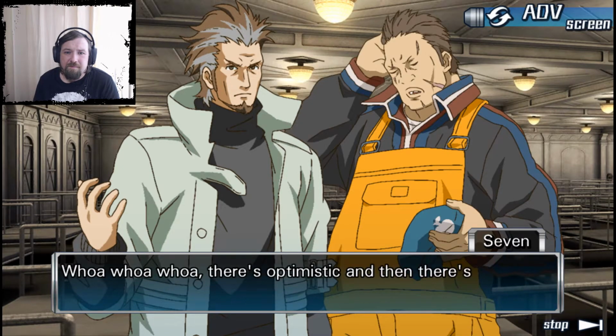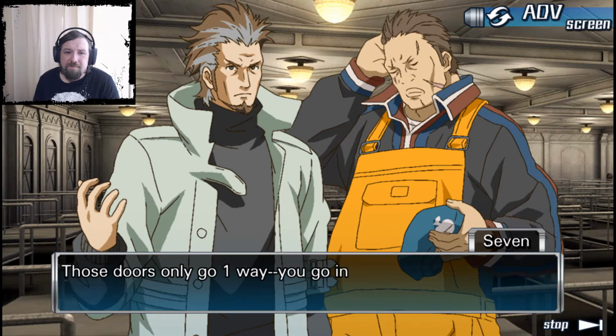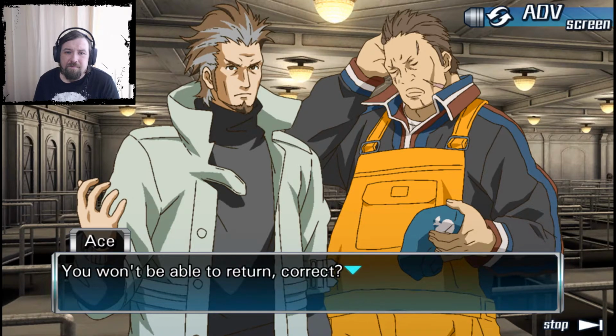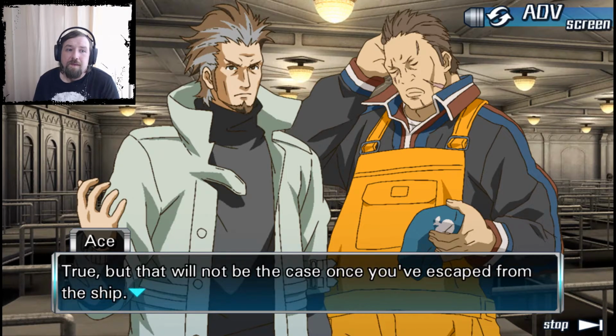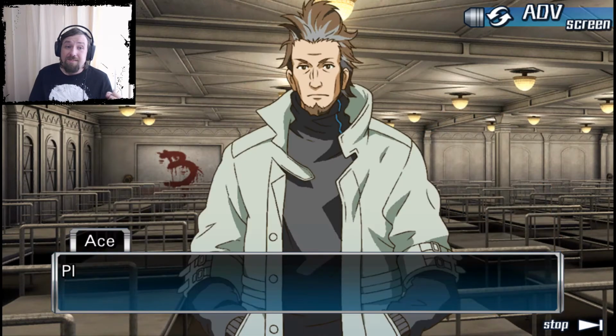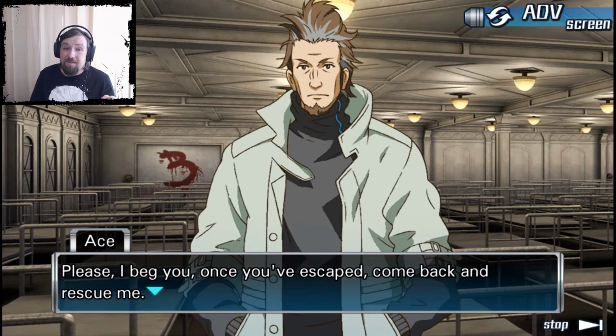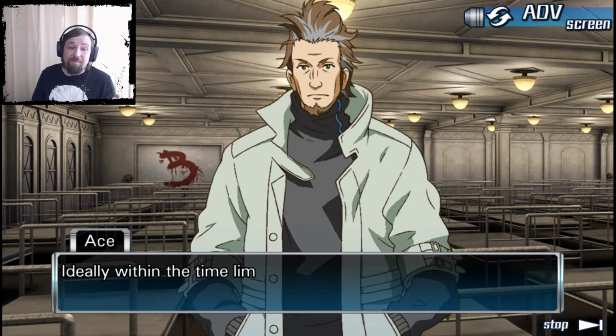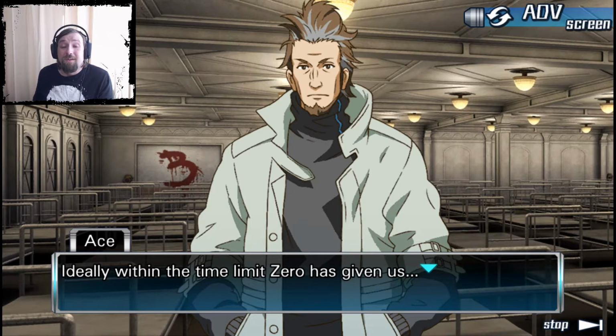Whoa. There's optimistic, and then there's just nuts. Those doors only go one way. You go in, you don't come out. If we go through them, you won't be able to return, correct? Yeah. True, but that will not be the case once you've escaped from the ship. Wait, if he's the 1 and Snake is the 2, if he finds Snake, then their digital route will be 3. So they can go through the 3 door. Right? What? Please, I beg you. Once you've escaped, come back and rescue me. Ideally, within the time limit Zero has given us. That could work. If he just finds Snake, because Snake obviously hasn't gone through a door. He can't. Because he can't actually open any of the doors. Because what she said is stupid and she was just manipulating Clover.